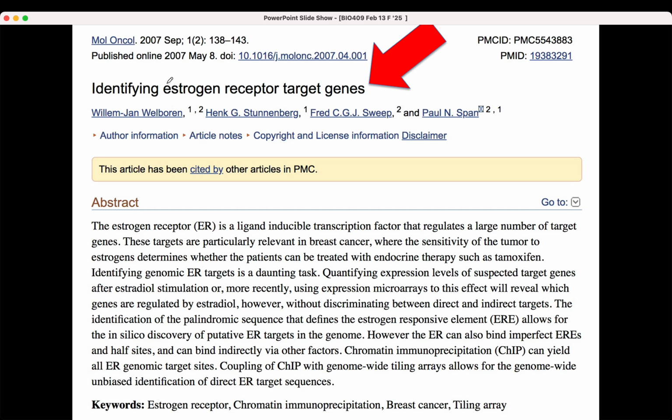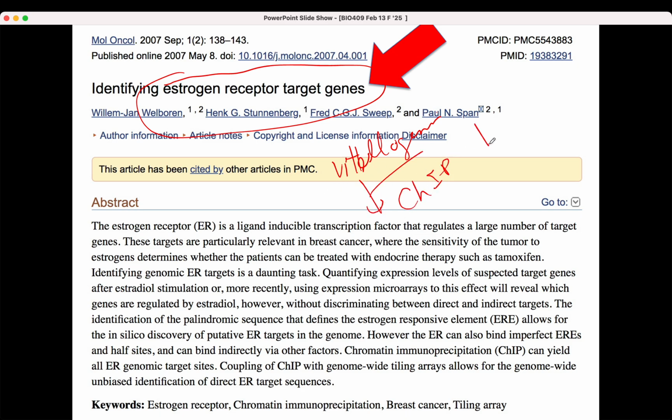So here it says identifying estrogen receptor target genes. We learned about vitellogenin, right? Vitellogenin, not present in us. I think there's only one gene, one L, one T, and two L's. Vitellogenin, yolk protein. And if we did ChIP in a chicken, it would pull down vitellogenin and all the other genes in a chicken that are important for adolescent development in females.